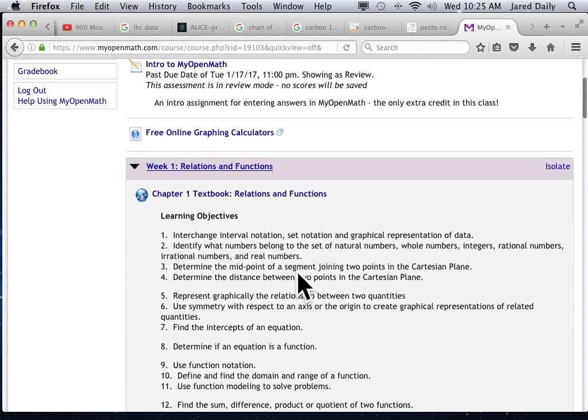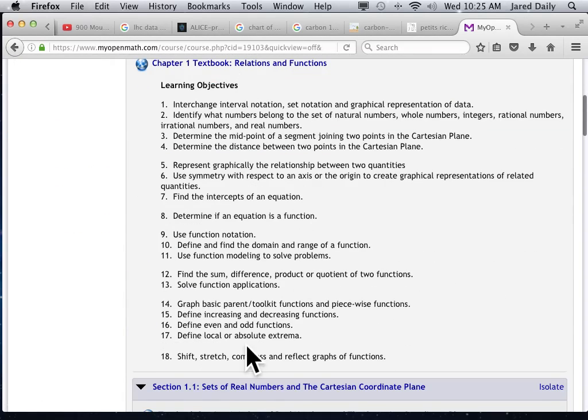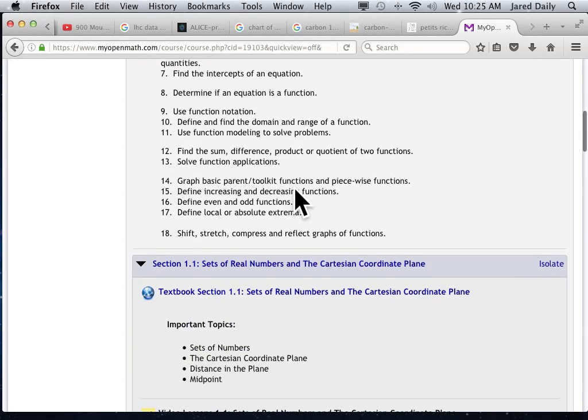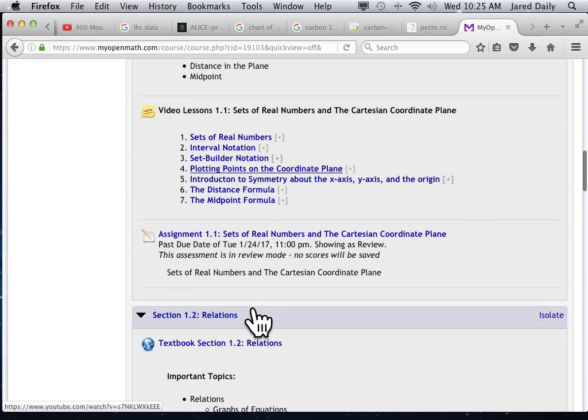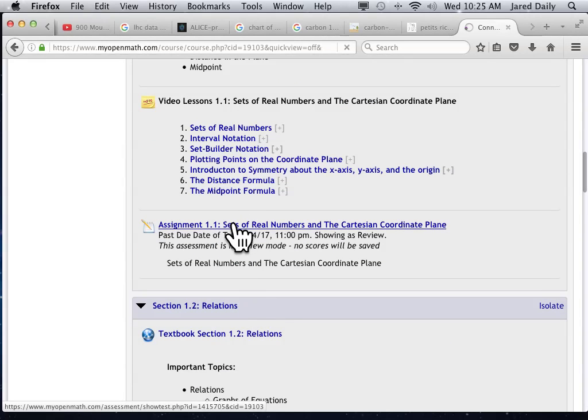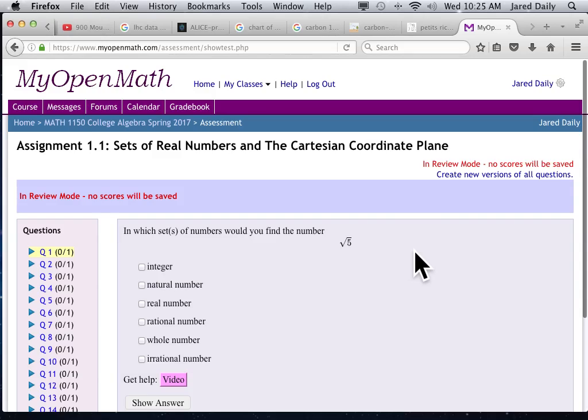This is where it gets a little bit too much for me because there's just a lot of junk here that they put in that I wouldn't have put in. But besides that, you have section 1, you have a link to the textbook, you have some videos that you can watch, and then your assignment. So you go to your assignment, and this is the assignment.